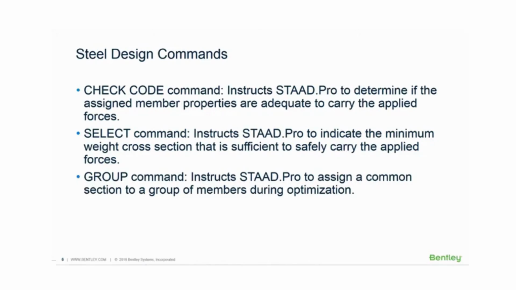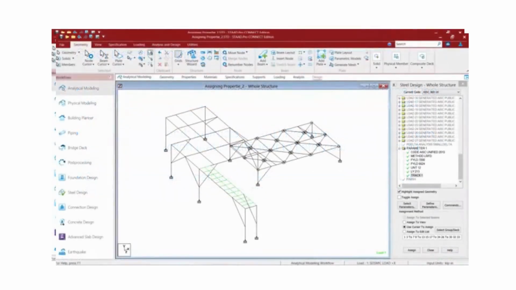So for our sample model, we're going to be invoking the check code command. Now that the design parameters have been assigned to the model, the check code command can be used to determine if the members are adequate to carry the applied forces. If the check code command finds members that are inadequate, you will be responsible for finding a new set of members to replace the inadequate ones.